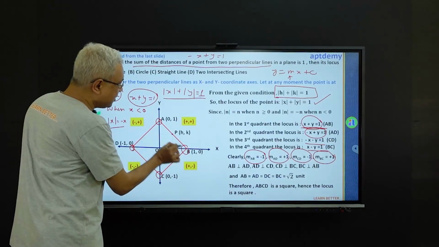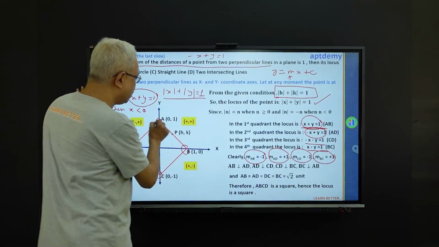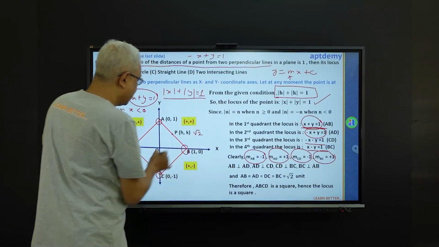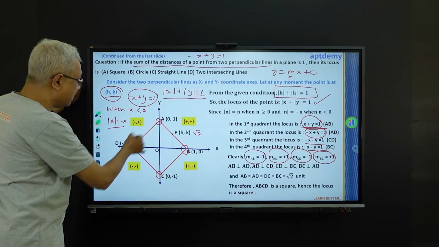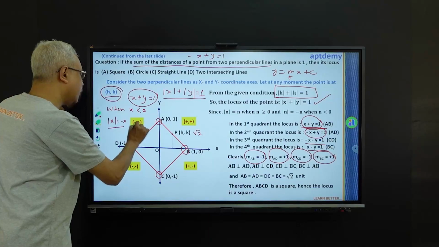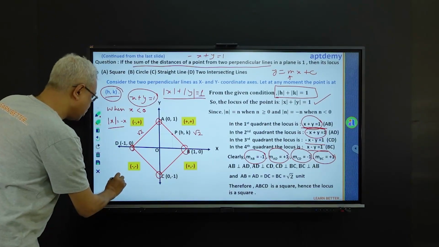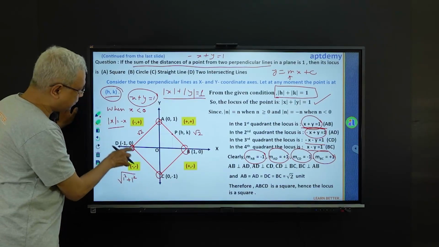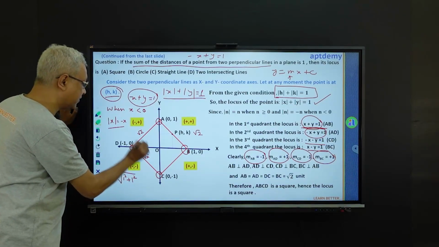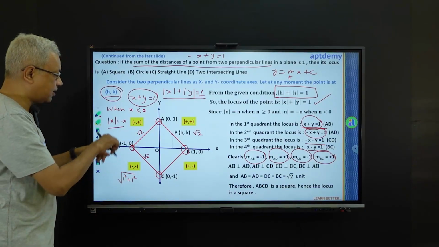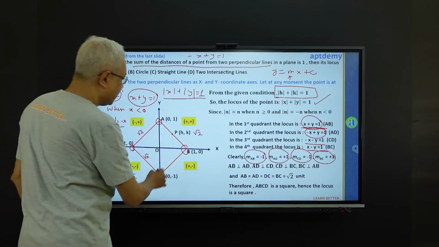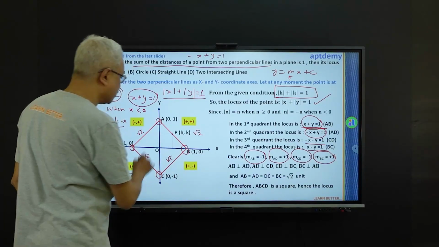You see, the length of AB, connecting point A and B, is √2. Similarly, the length of this line AD is also √2, because it is always 1 square plus 1 square under square root. So it is √2. Here also you find the distance between point D and C, and it is √2 again. 1 square plus 1 square under square root, so square root of 2. And here also the distance between these 2 points is again √2.